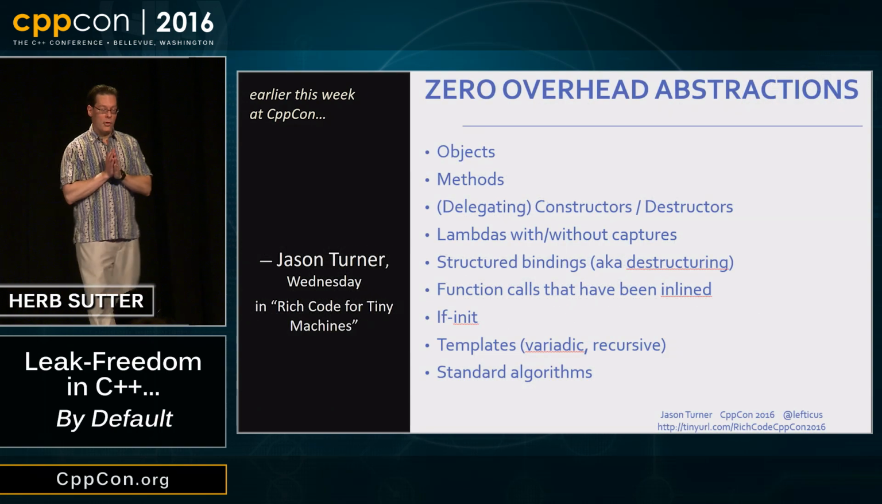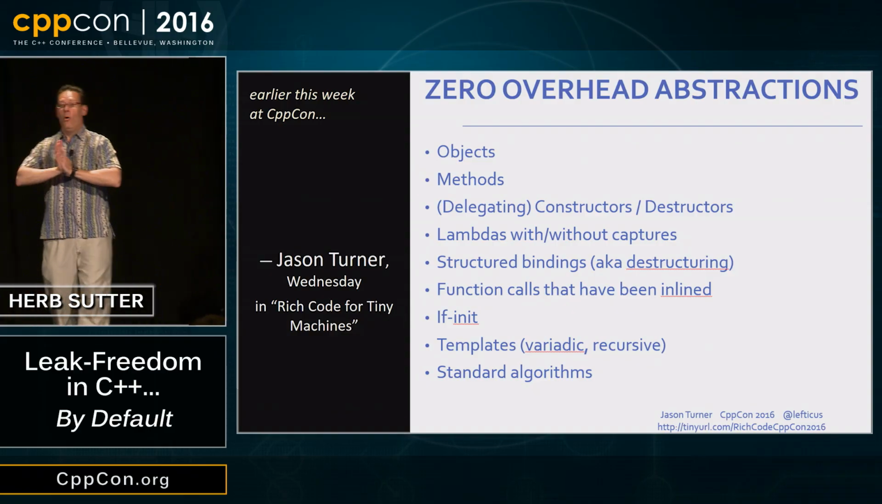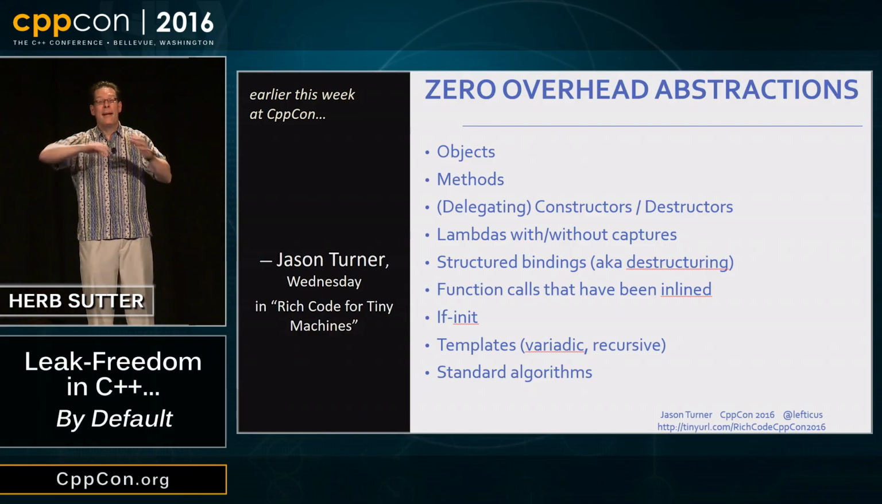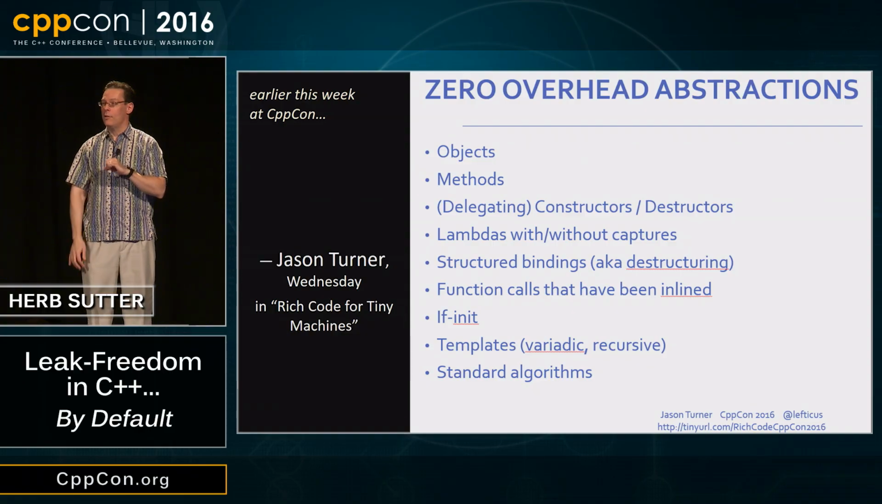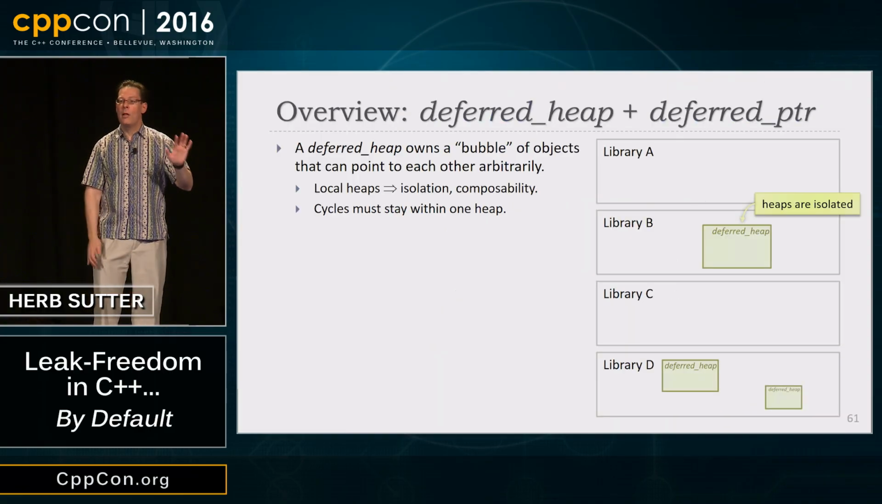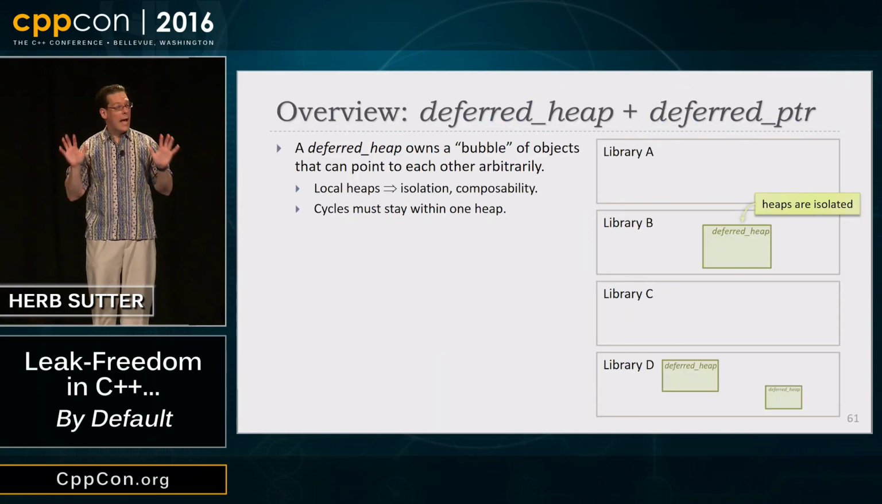Bjarne wasn't the only one. Jason on Wednesday, again, had a whole slide at the end of his talk. And in fact, his entire talk was about, look at these cool zero overhead abstractions. So let's take that as a baseline because that's who we are. That's how we roll in C++.